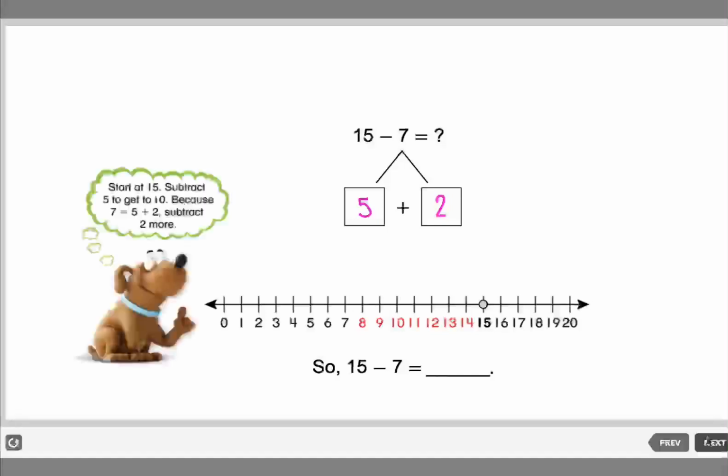So, simply on the number line, we start at 15. And we subtract 5 to get 10. Okay. Now we need to subtract 2 more. So we subtract 2 more. And we land on 8.